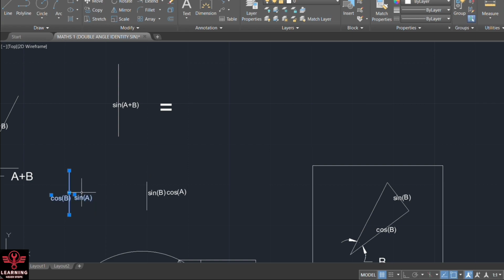Here we have proved the sine double angle identity. For confirmation from the software, you can stay with me.